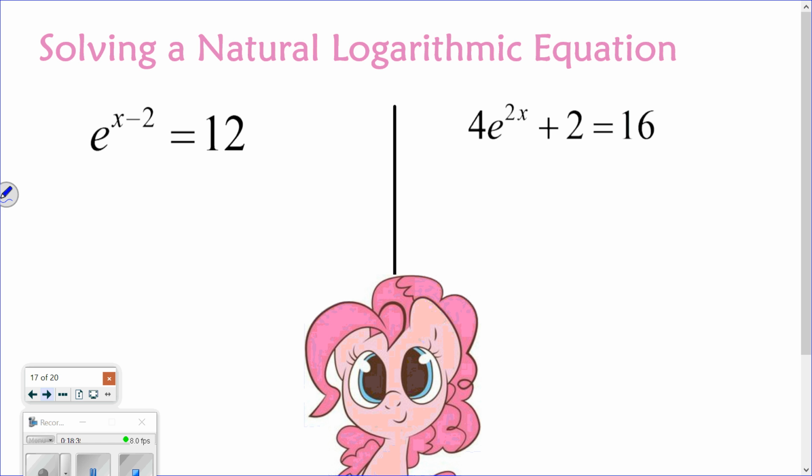So on something like this, me taking the log of both sides is not real conducive. It doesn't help because of that e that's sitting there. So if you see an e, use natural log, ln. If you don't see an e, we use regular old logs. But with e, its opposite is the natural log. They undo each other.